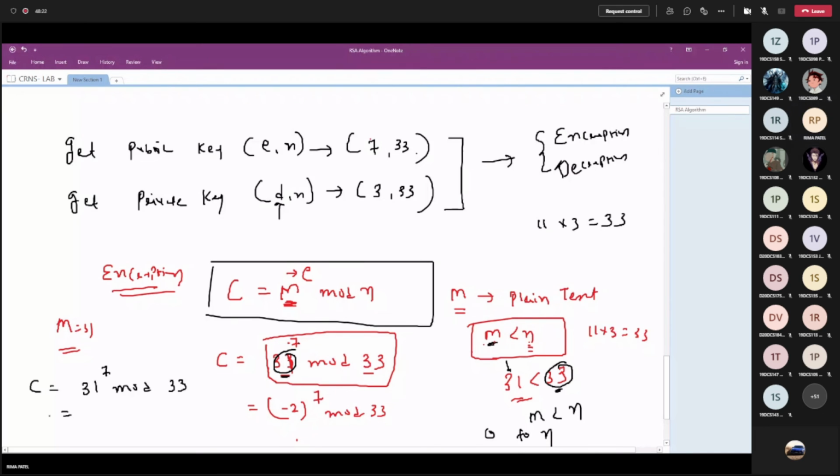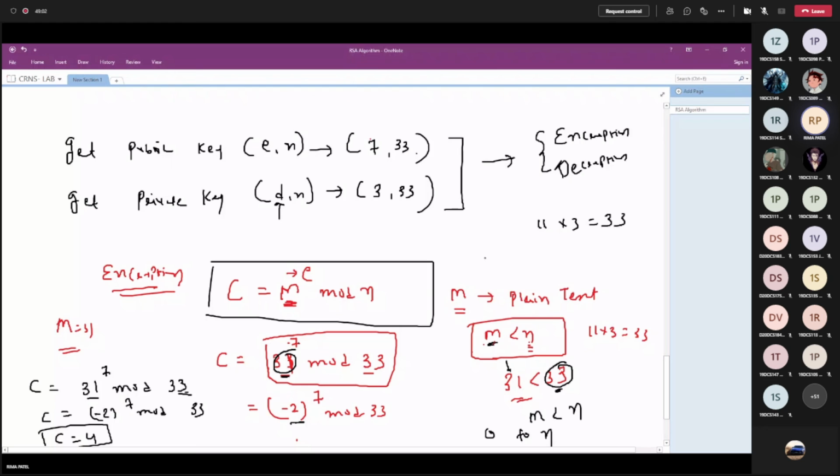Now you need to check this out, you can solve this with different tricks. Keep doubling 31, that is also correct, or subtract 33 from 31 to get -2, that is also correct, right? So what will -2 raised to 7 mod 33 be? Ciphertext will be 4.